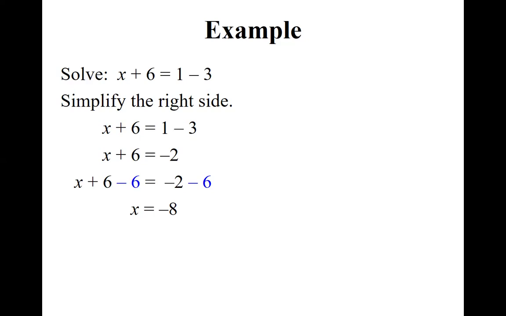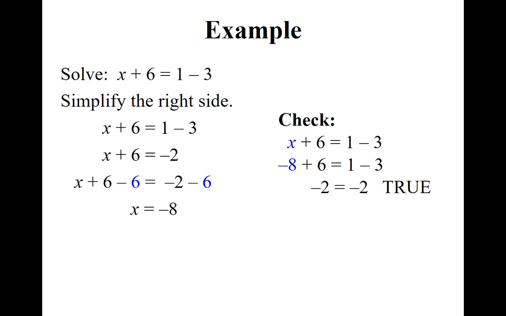We can check our answer in the original equation to see if we're right. Instead of x plus 6, we'll go negative 8 plus 6 equals 1 minus 3. That gives us negative 2 equals negative 2, which is true. The solution checks. The solution is negative 8.